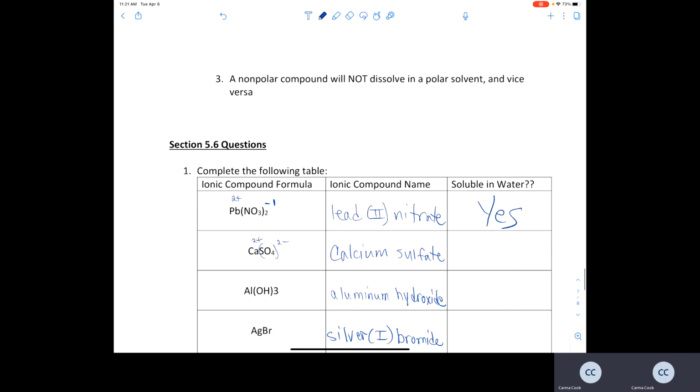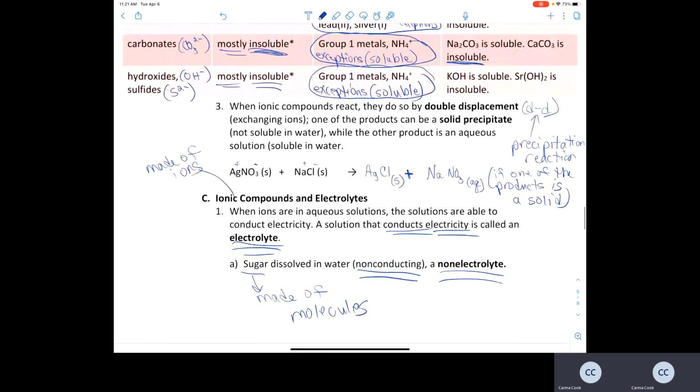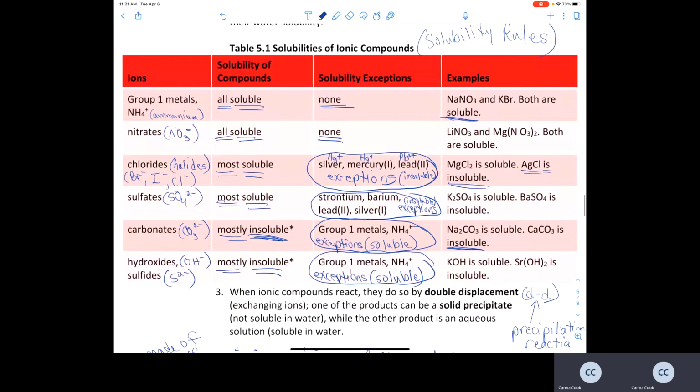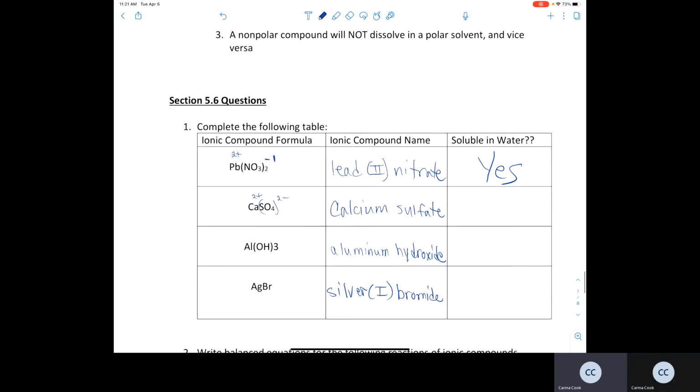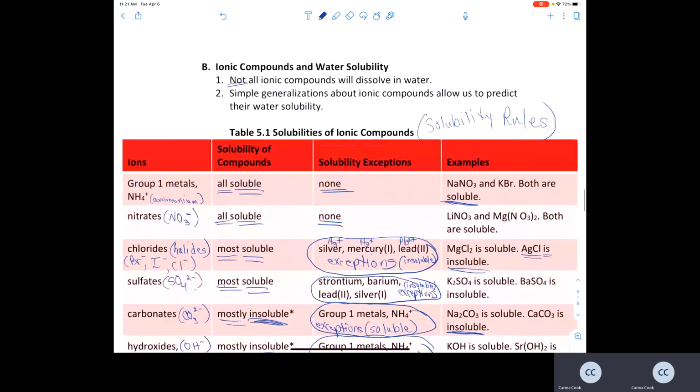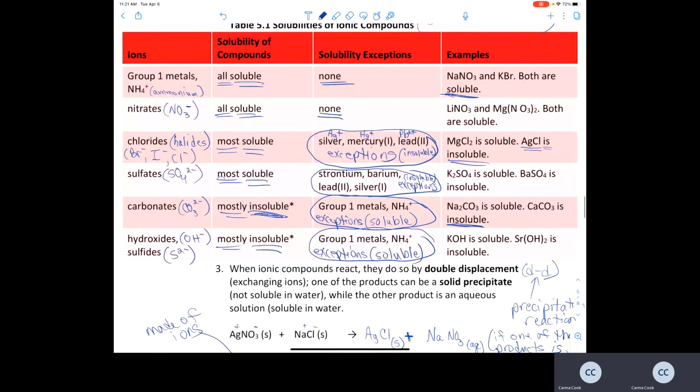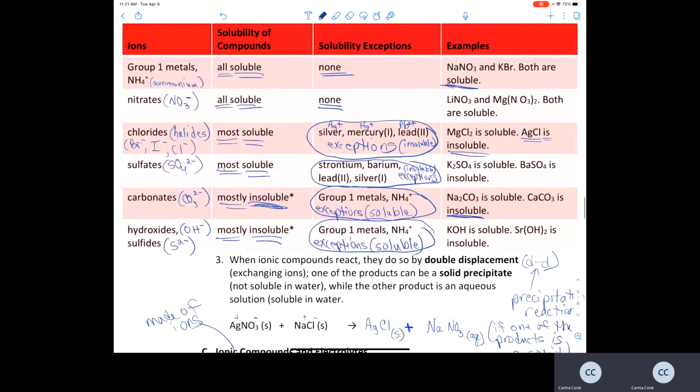Calcium sulfate, let's look at the sulfate rule. Sulfates are mostly soluble unless they're paired with a strontium metal, a barium metal, a lead(II) metal, or a silver(I) metal. So calcium sulfate, yes, is soluble. It doesn't meet any exception. Calcium is not one of those exceptions for sulfate.